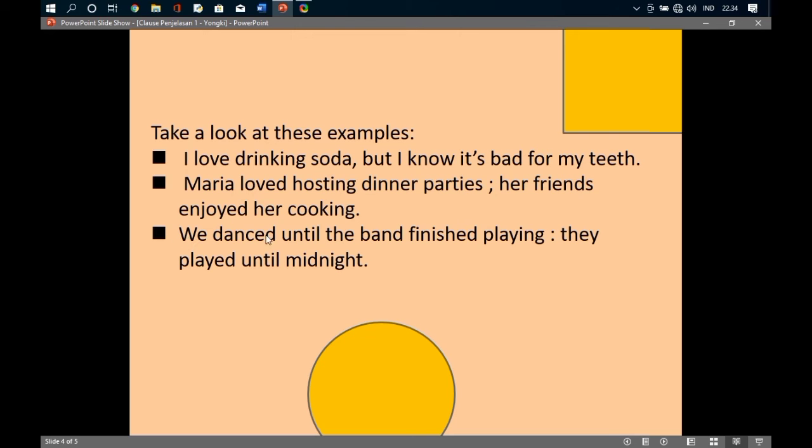And the next is, we danced until the band finished playing. They played until midnight. This is also from two independent clauses. We danced until the band finished playing, and then they played until midnight. The first part of the clauses can be divided into two separate clauses. The first is we danced, and then until the band finished playing. We danced can stand as the independent clause, and the other, until the band finished playing, can stand as a dependent clause.